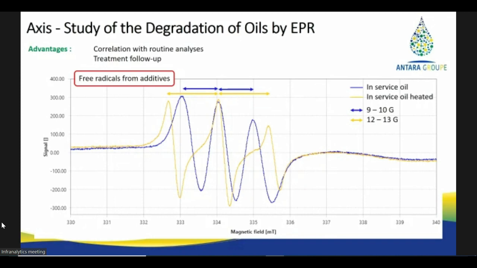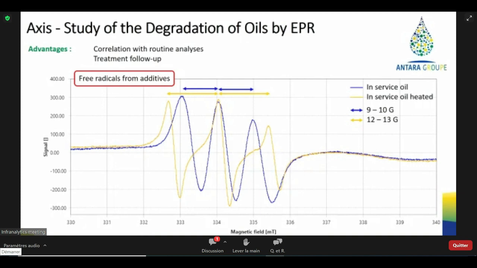So for example, in the oil you have additives. These additives degrade as well. And thanks to the EPR technique, you can see the different degradation of the additive. Depending on the stage of degradation of the additive, you have different additive free radicals. Then you can see at what point of the degradation of the additive you are, and you can correlate it with an analysis we do very often in the lab, which is called RULER. It tells you the type and the amount of antioxidants you have in your oil.